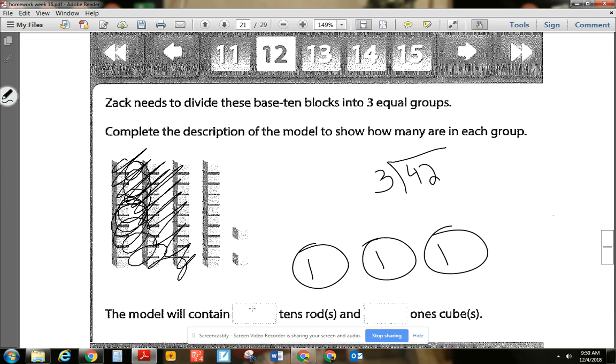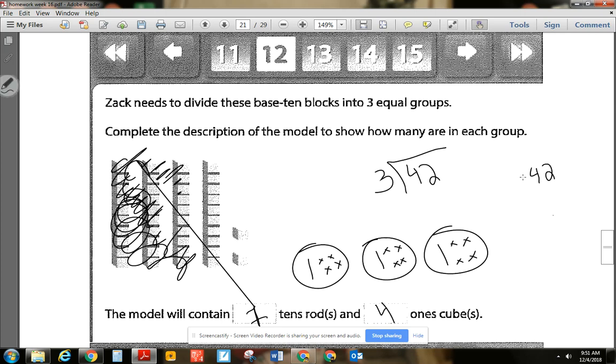So the model will contain one 10 rod, sorry guys, one 10 rod. So each model will have one 10 rod and how many 1 cubes? So far I've used 30 and I have 12 left. I can't put in a 10 rod, so I have to put in 1 cubes. So 12 of them: 1, 2, 3, 4, 5, 6, 7, 8, 9, 10, 11, 12. So each model is going to have 4 ones cubes.